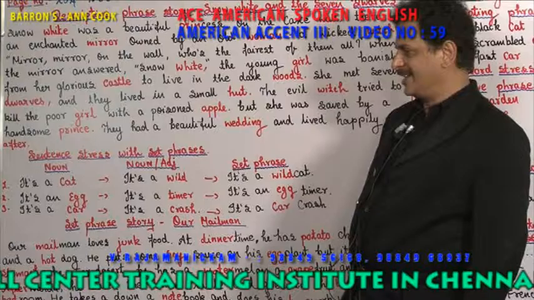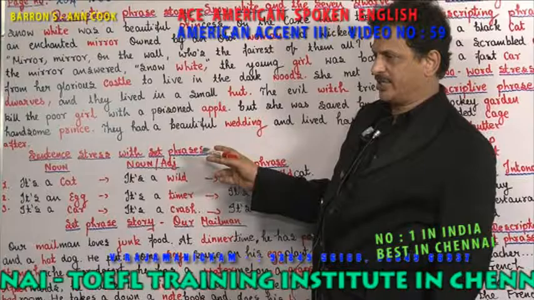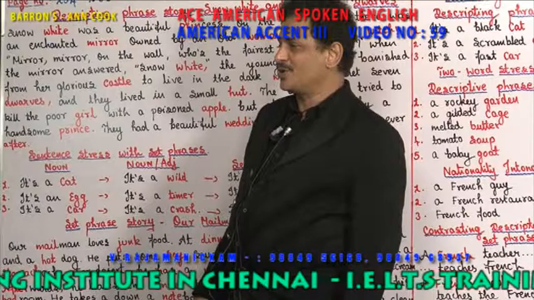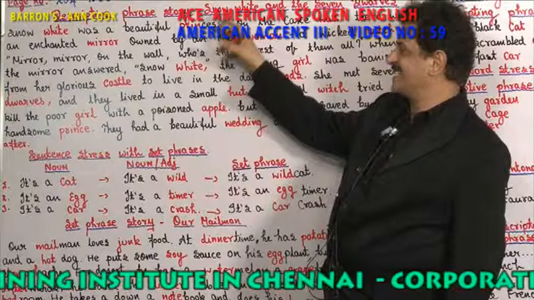Snow White. Why do you stress on white? All the red lettered words are to be stressed. Snow White. White is a noun. Snow White was a beautiful princess. Why do you stress on princess? Beautiful is a description. Princess is a noun. So Snow White was a beautiful princess, right? So princess you should stress.